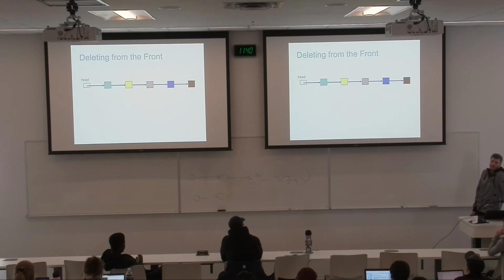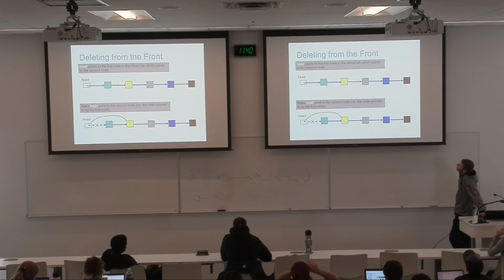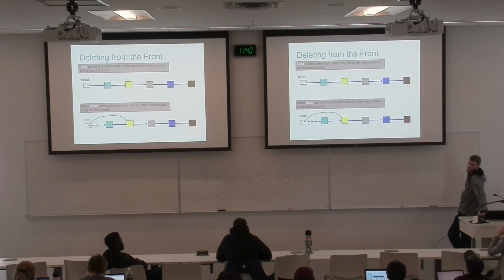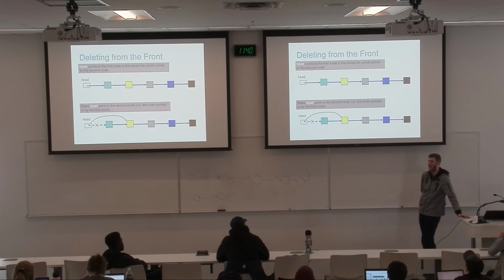So, deleting from the front. Well, here we go. Head, set it to next. Head equals head, get next. But of course, there would be a memory leak here. We're going to want to delete that head node. So we're going to need a pointer to keep track of it.